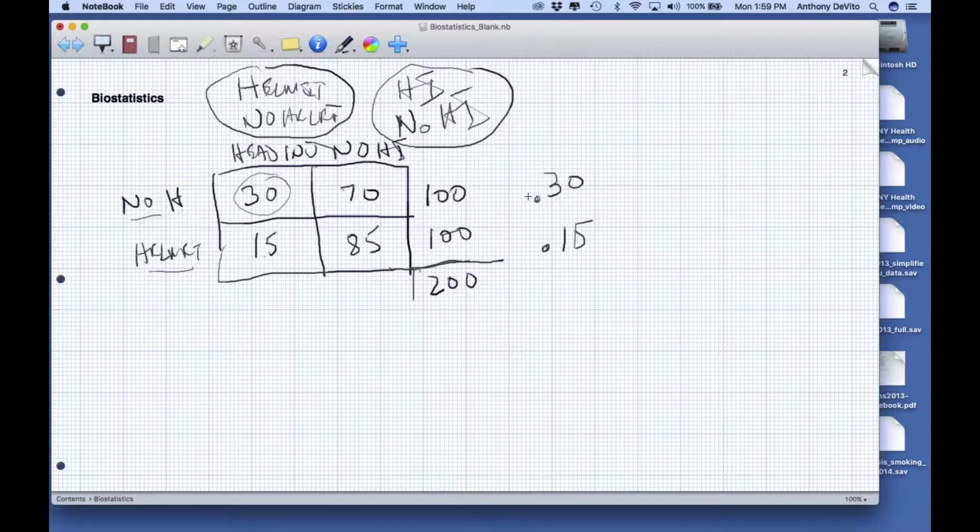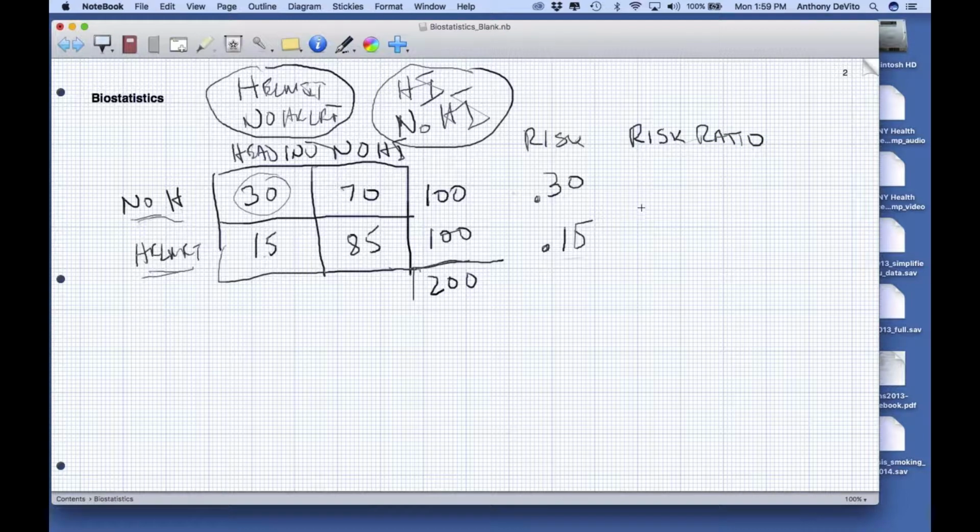Okay, so another way for me to state this is to say the risk of having a head injury if you bicycle without a helmet is 30%. The risk if you are wearing a helmet is 15%, right? So this is the risk given each one of these different exposures. You want to know something? I'm going to set up a ratio. I'm going to call this the risk ratio.